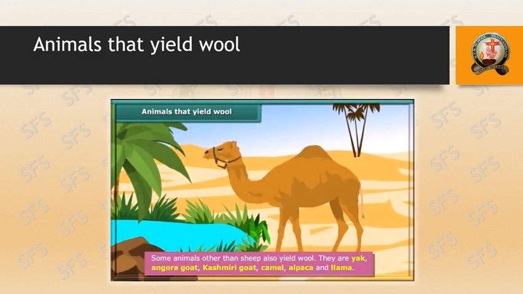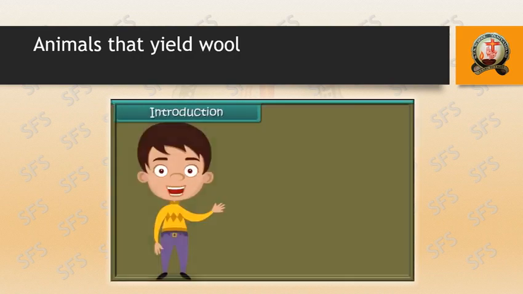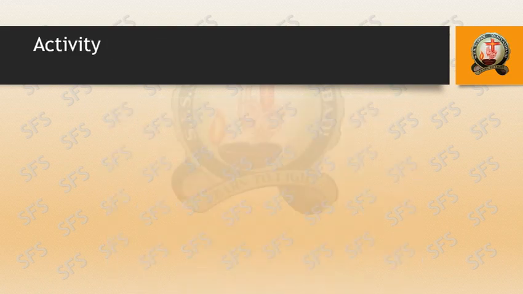Camel. The fur on the body of a camel is also used as wool. Llama and alpaca. They are found in South America and they yield wool. So you might have seen in the tabular column those animals, their pictures you can see here, and also where they are available. So you might have got an idea of the different breeds of sheep or goat we use to obtain wool. With this, there is one more activity.